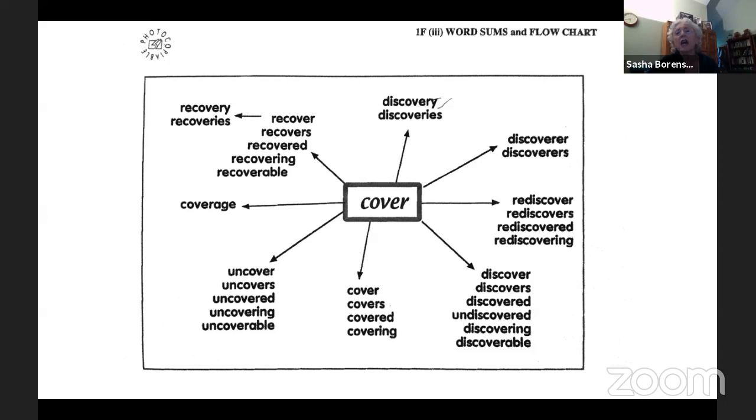So this is another activity. Mel Ramsden calls these word sums or flow, that you take one word and you're adding prefixes and you're adding suffixes and you're saying, how are these words the same in meaning? How would I use it in a sentence? What part of speech is it? You're not just adding prefixes and suffixes. You are milking this for all you can get.